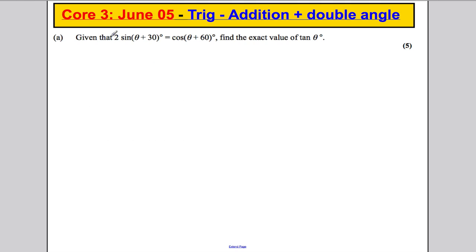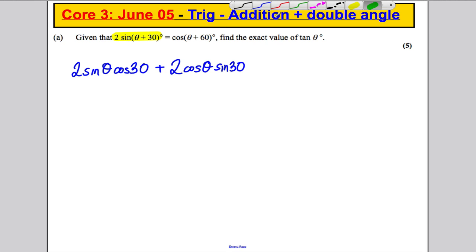Okay, first part, we are given that 2 sine theta plus 30 is equal to this. Find the exact value of tan theta. So let's expand both sides. So, rewriting this side, this would be 2 sine theta cos 30 plus 2 cos theta sine 30. That is the same as that side.